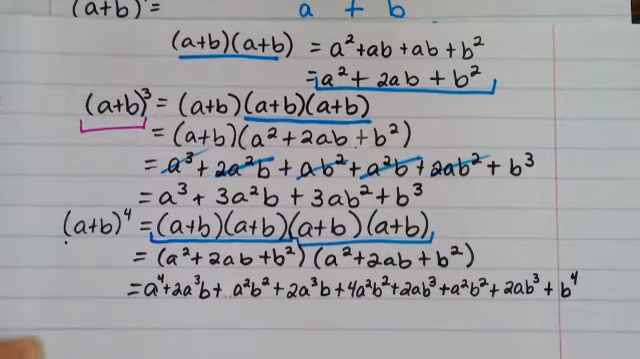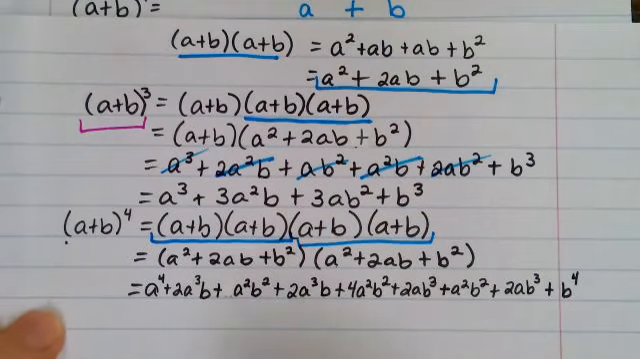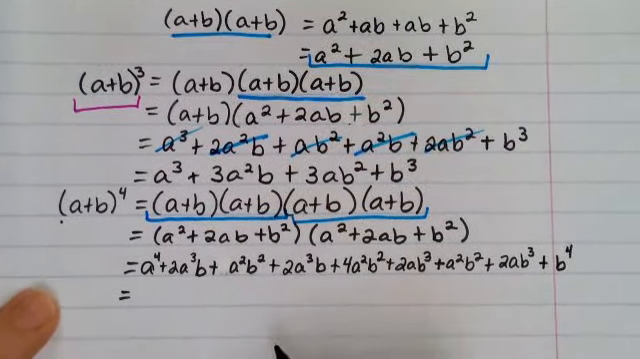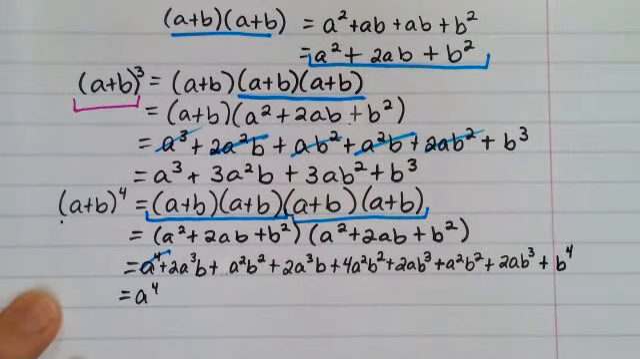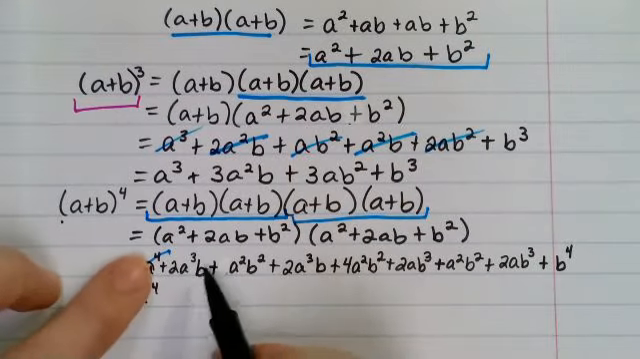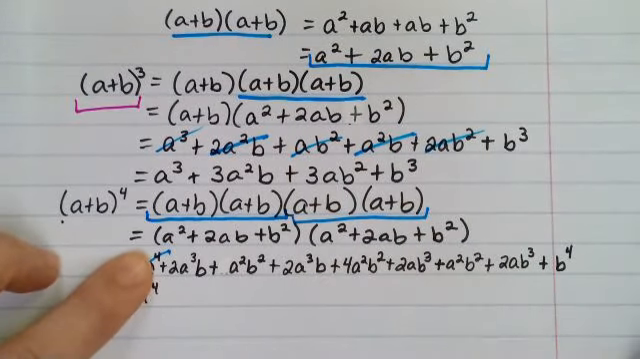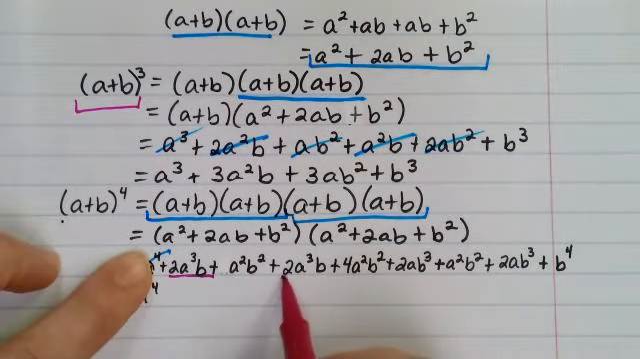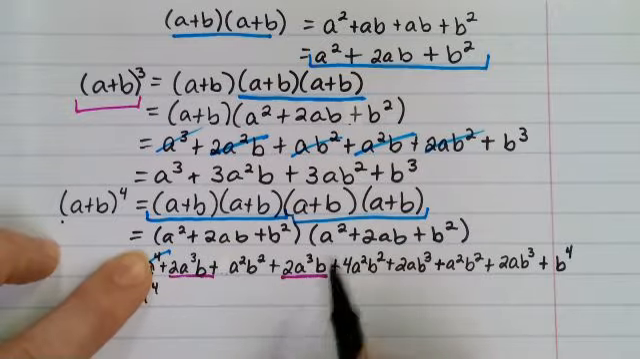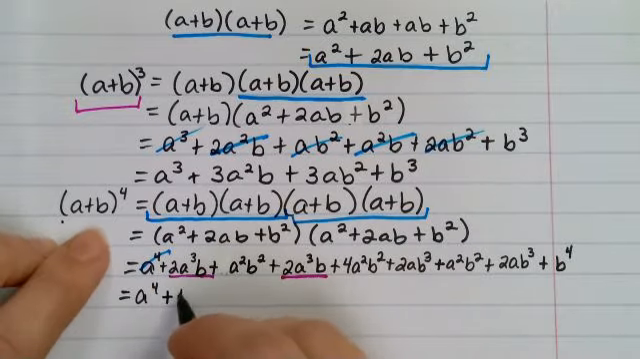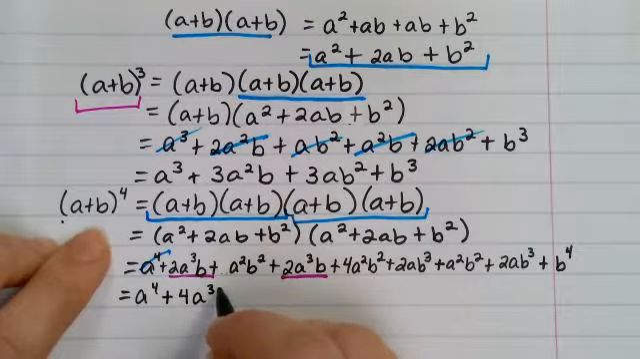All right. Clean this up a little bit. I know it's ugly. So a to the fourth, that's the only one like it, so it's not going to combine with anything. Now, the next one, 2a cubed b. Look through and ask, are there any more a cubed b's? Yes, there's one here, and then there's the 2a cubed b right there. I don't see any others. So combine those two. 2a cubed b plus 2a cubed b makes 4a cubed b.